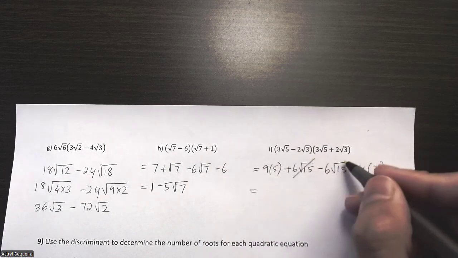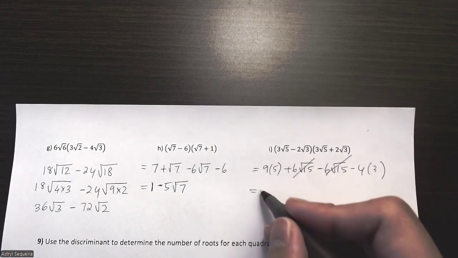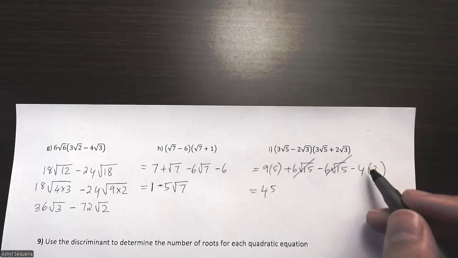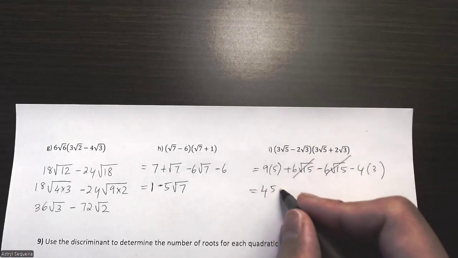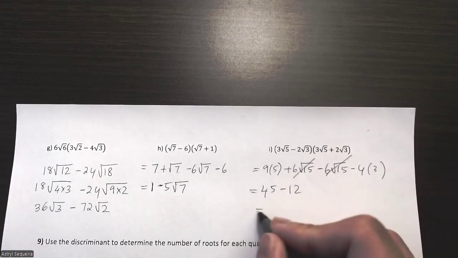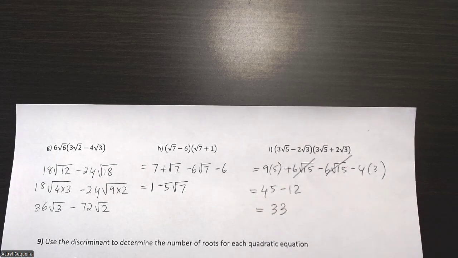I can simplify this. These two terms just cancel out. 9 times 5 is 45. 4 times 3 is 12. So final answer is just 33.